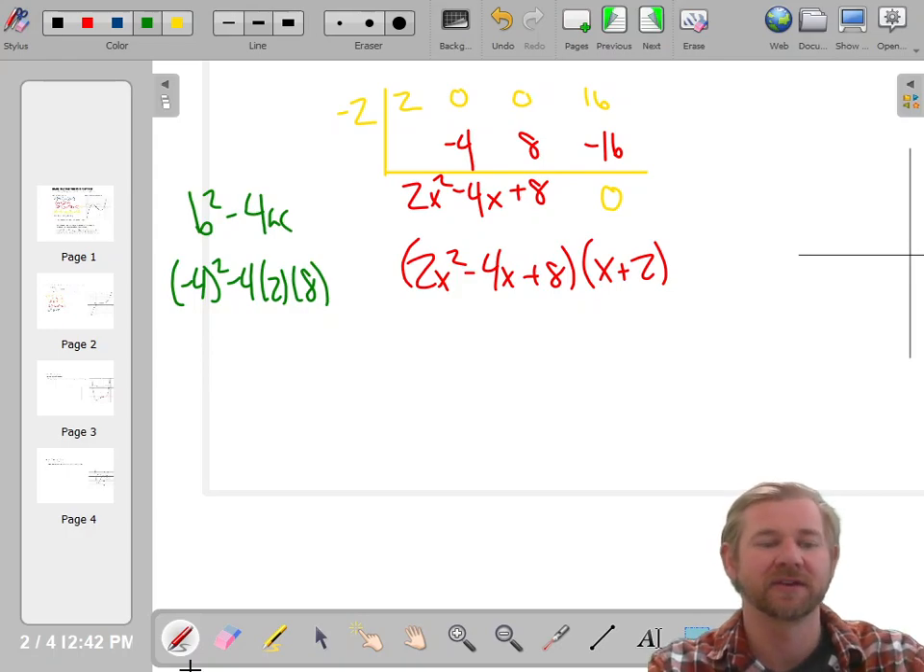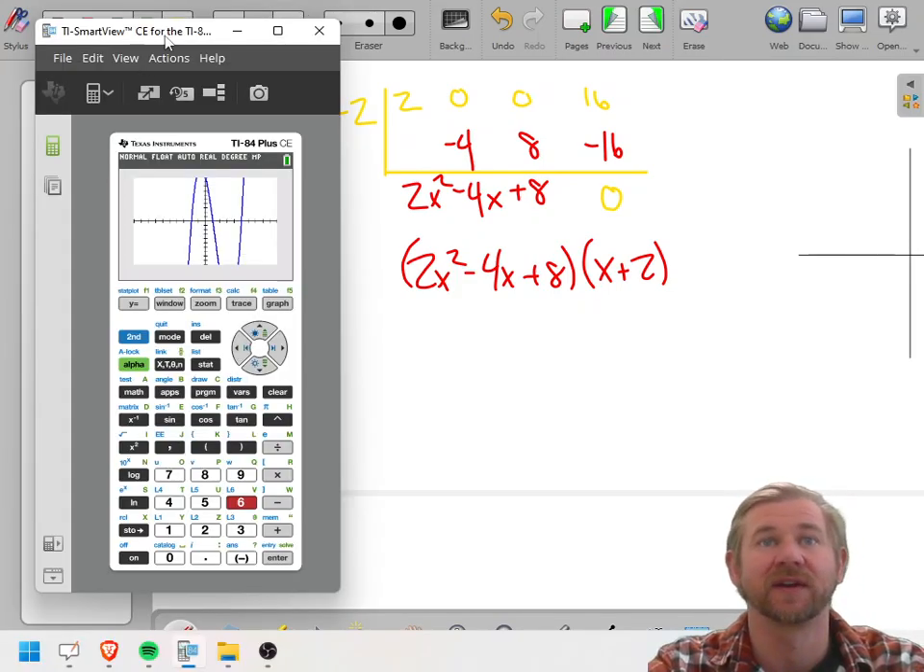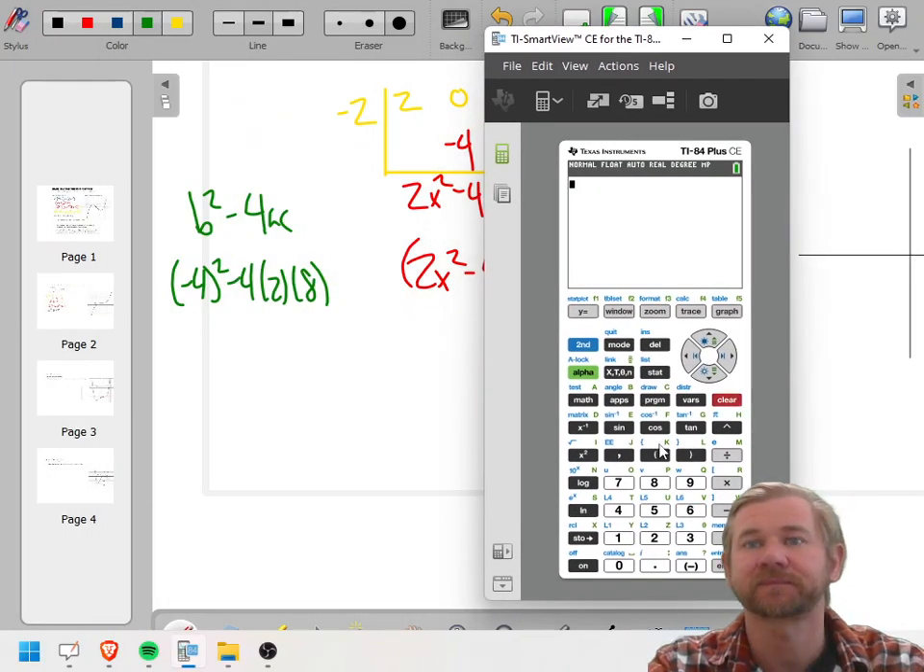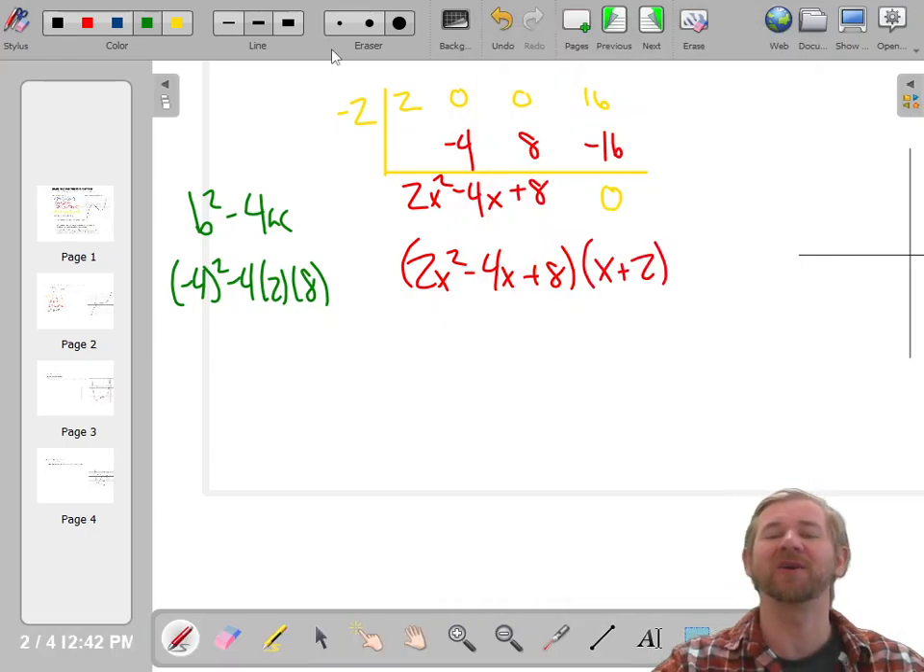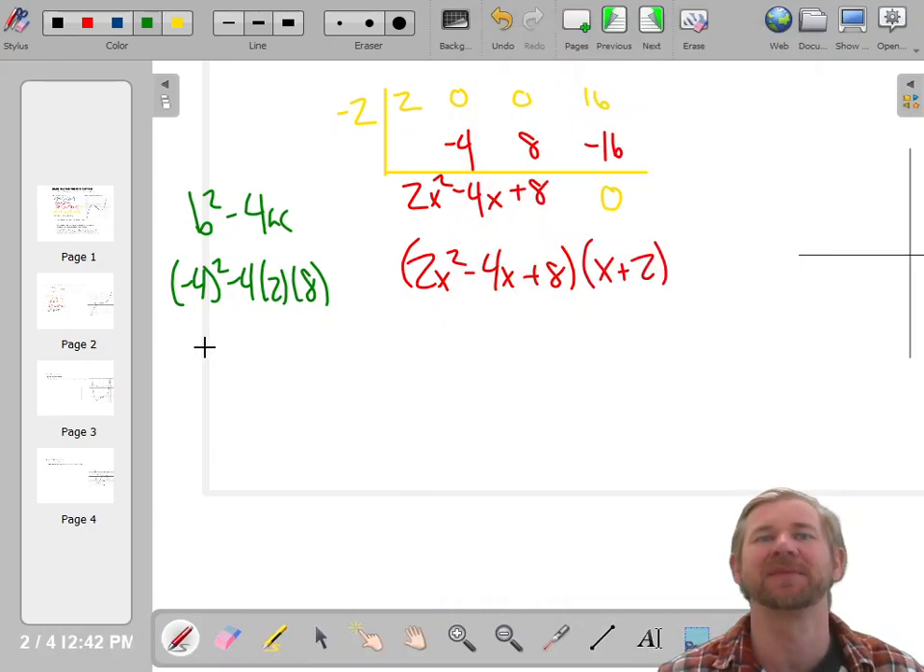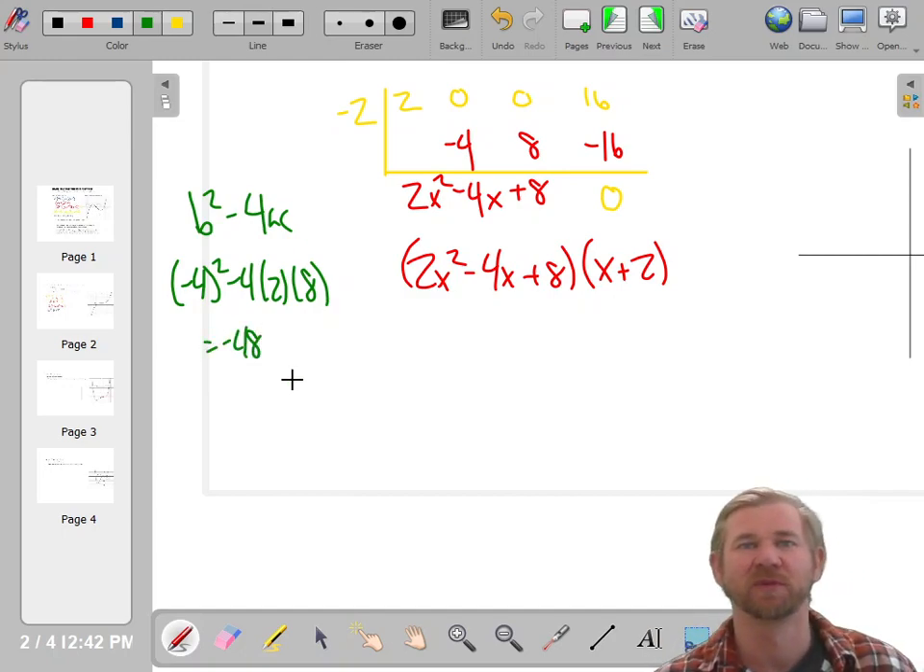So I'll use my calculator just to make sure I do this right, because it's very important we get this part right. -4 squared minus 4a, oops, that's not a c. So what's going on here? When I do the discriminant, -48, oh, they're imaginary zeros. The discriminant's negative, that means we have complex zeros, more precisely.